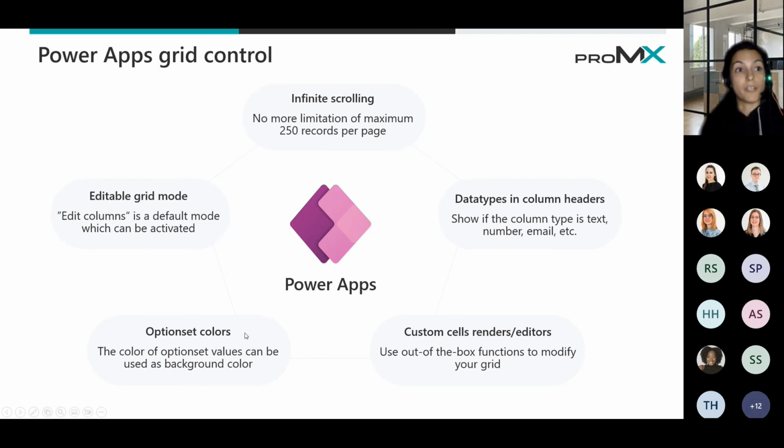And if you have a lot of data and want to recognize something really fast, this could be a great way, or it is a really easy way to do a customization based on a color. And another great and probably newest big feature is that you can now customize cell renderers or editors. That means you can use out-of-the-box functions to modify your grid.